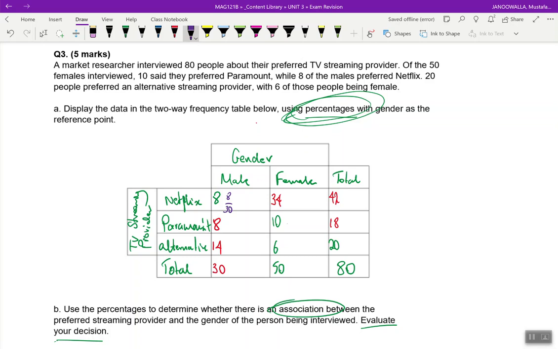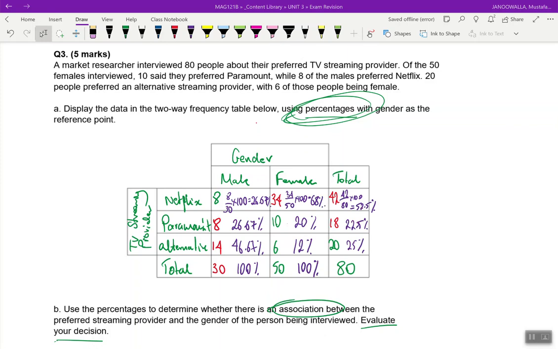We want to see if there's an association, whether they're watching more Netflix or not. And that's times 100, sorry, and that's 26.67%. Okay, and then for the females, you do the same thing. You've got 34 on 50, because that's their total, multiplied by 100, and in this case you get 68%. Right, then just have to discuss the data.